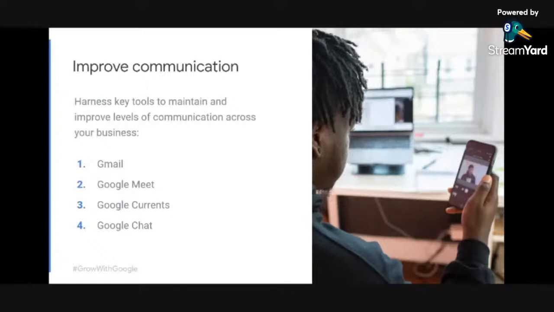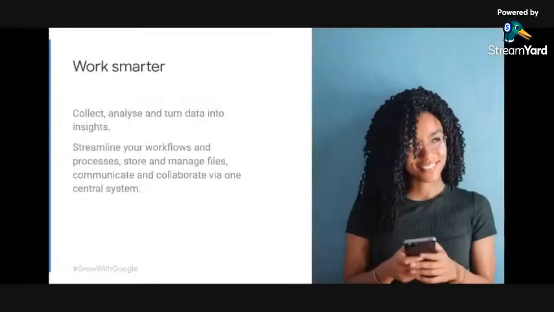Next up, we'll take a look at working smarter. Use Google Workspace to help your team work smarter, not harder. Collect, analyze, and turn data insights both from customers and from your team. Harness your data and knowledge to make better decisions. Streamline your workflows and processes. Store and manage files. Communicate and collaborate via one central system.